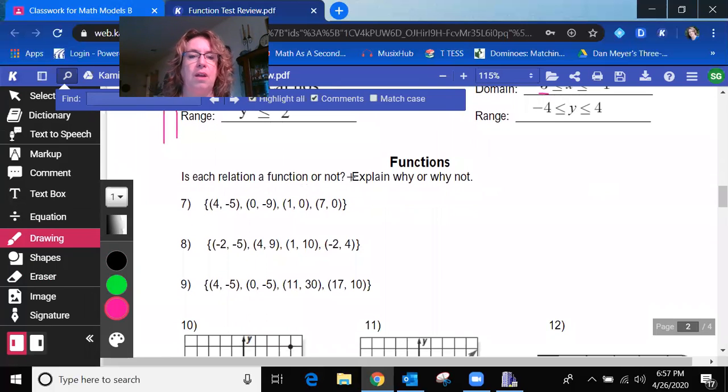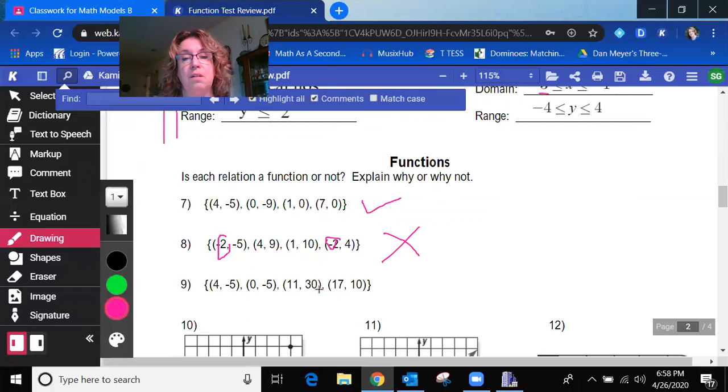This should be an easy part when we say, is this relation a function or not? Basically, you're looking for whether or not the x's repeat. I'm just looking at the 4, the 0, the 1, and the 7. So if this one is, yes, it's a function. Why? Because the x's don't repeat. Here, not a function. Why? Because the -2 is repeating. It shows up twice. You only have to look at the x's. You don't have to look at the y's, just the x's.